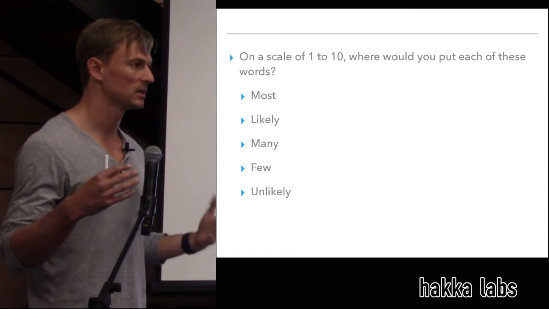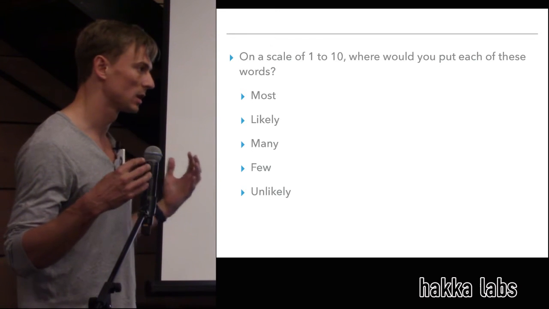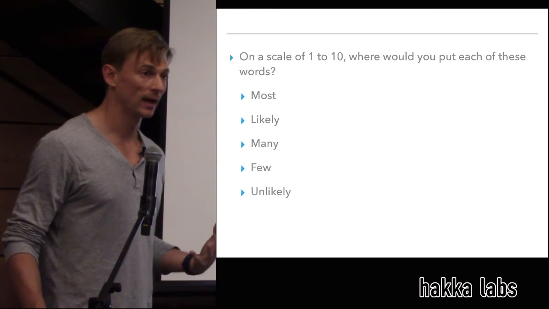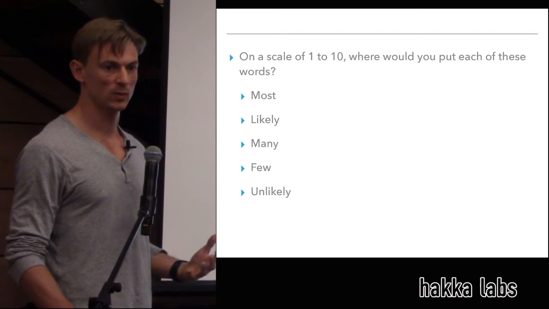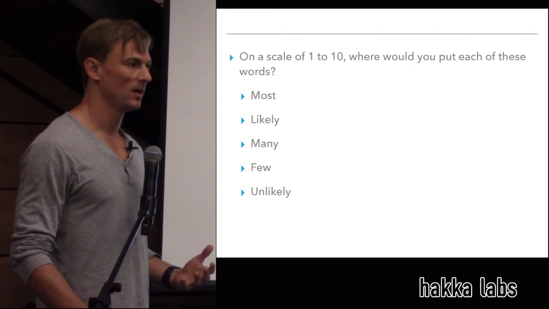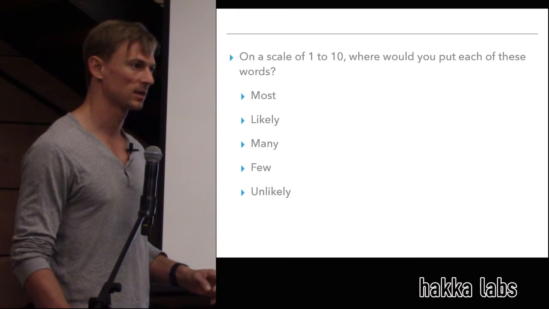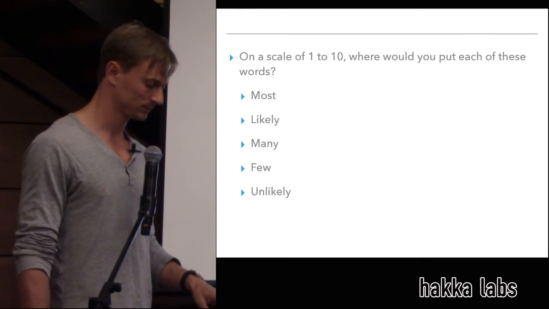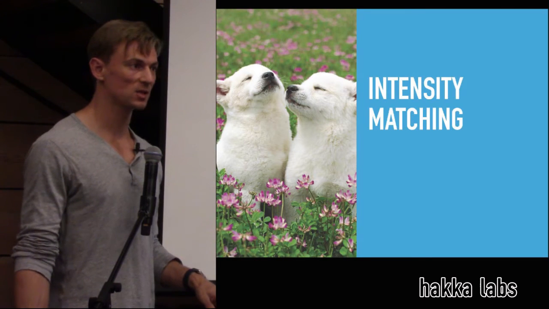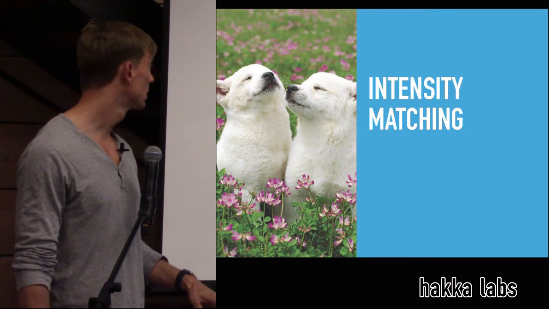So we're estimating individually what does the word likely mean. And it's really cool that we can do this. We can do this really fast, but it leads to a loss of precision again, and it can be the cause of bias. So this process is called intensity matching.